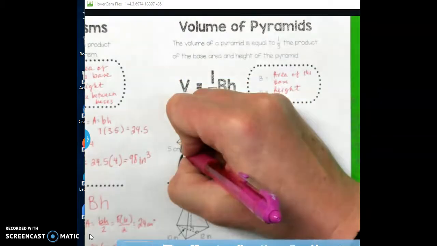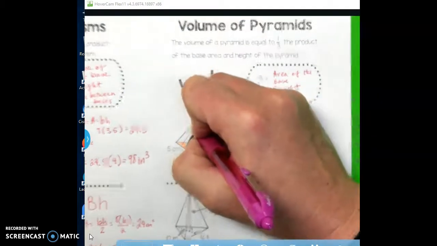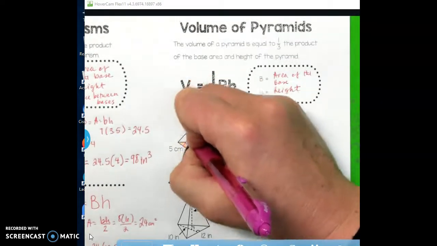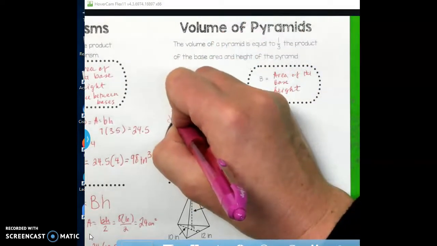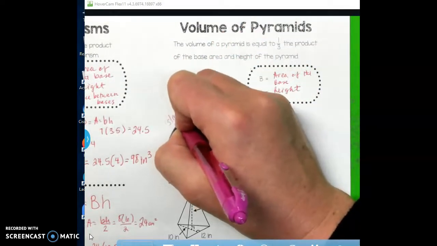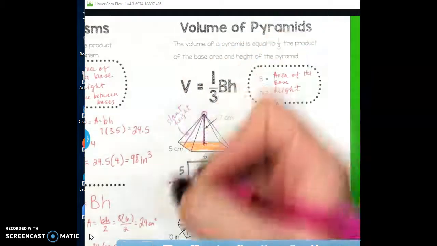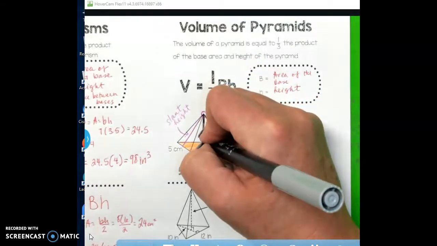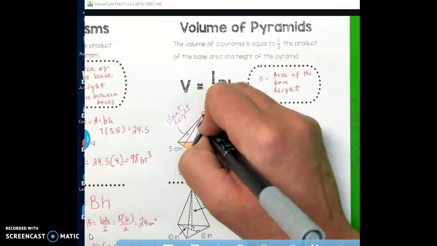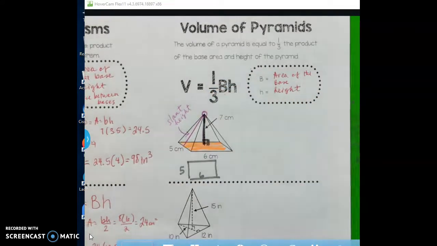So previously, when we discussed our pyramids, we always talked about this, and this is called slant height. So this is specifically the height of the side, but we're not concerned with that anymore for the volume. Specifically for the volume, we do not need that. We need this height. How tall is this pyramid? All right, let's solve this question.